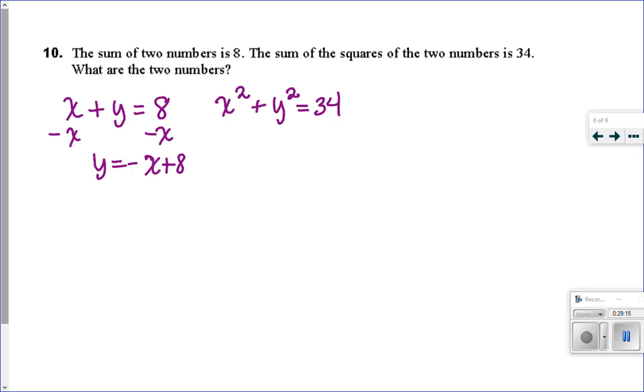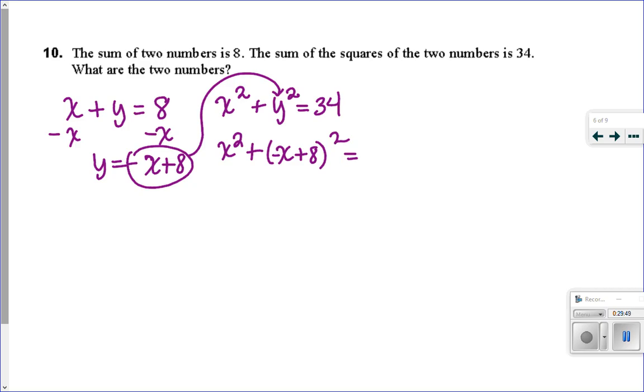So if y is equal to negative x plus 8, then I can take that expression and insert it into the other equation wherever I see the y, because they're equivalent, right? So I'm going to use that substitution. I'm now going to rewrite this: x squared plus, but instead of writing a y here, I'm going to write negative x plus 8 squared. So I just replaced the y with that expression, because I know they're equivalent, equals 34. And now I have essentially what can be a polynomial once I clean it up, all in terms of x.